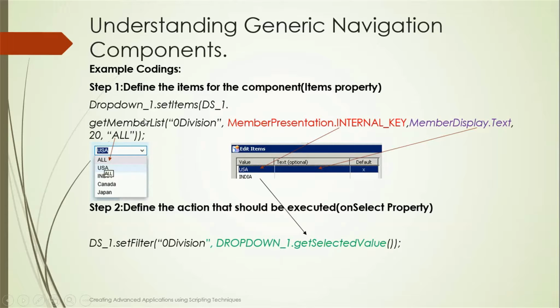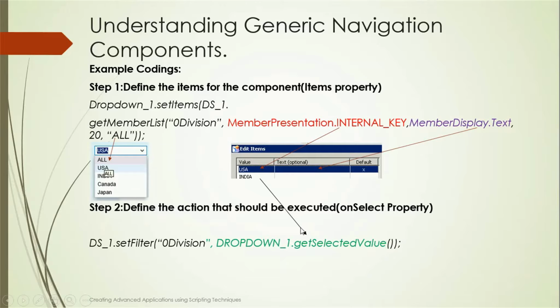This is the value, drop down one dot set items. If you want to add values in this, then we can say set items from ds1 data source get members list 0 division. So this is the division dimension. From there I want to add these values, and the internal key we can specify, this is the value. Member display text, this is the value we need to specify. And if you see all, we can add all as a top value if you want to select for all countries. So this is the way we can do it.